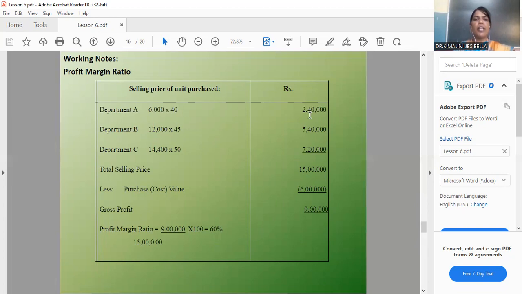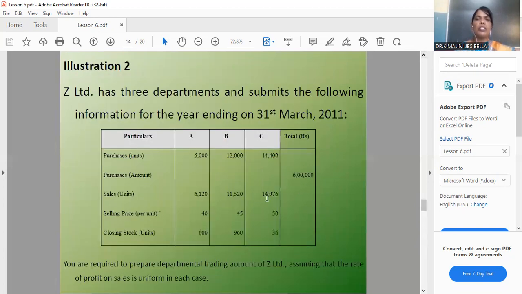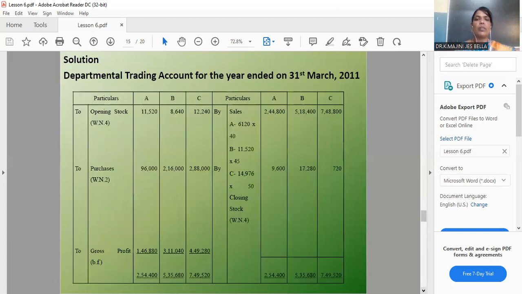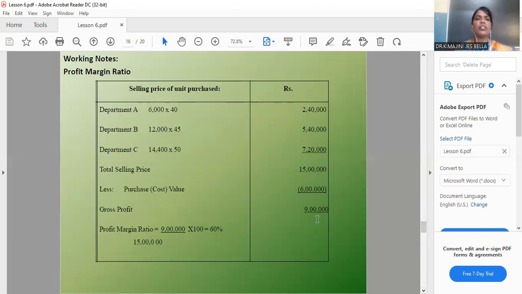From that amount, you should subtract the purchase cost. They have given in the question purchase cost how much? 6 lakhs rupees. You should subtract, the gross profit is 9 lakhs. So now we just wanted to find out the profit margin ratio. Profit how much? 9 lakhs. Total sales how much? 15 lakhs. 9 lakhs divided by 15 into 100. That is 60%. Profit margin is 60%.